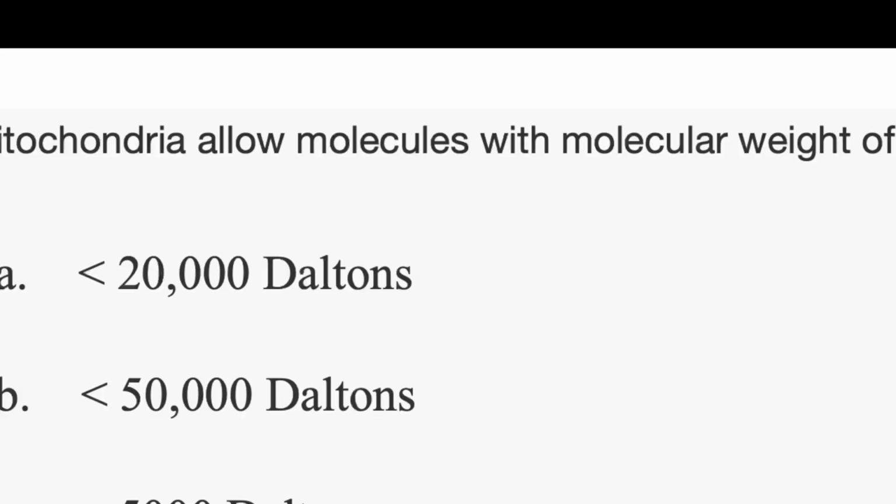Now, what is the size or molecular weight of proteins which can pass through porins present in the mitochondria? Is it option A, less than 20,000 Daltons? Protein molecular weights are measured in Daltons or in kilodaltons. Is it option B, less than 50,000 Daltons? Option C, less than 5,000, and option D, greater than 5,000, in porins inside mitochondria. Let me wait for some time and check the chat box for answers in a minute.